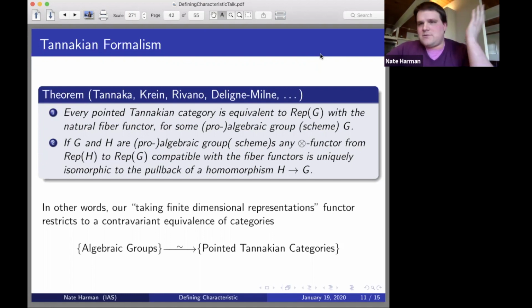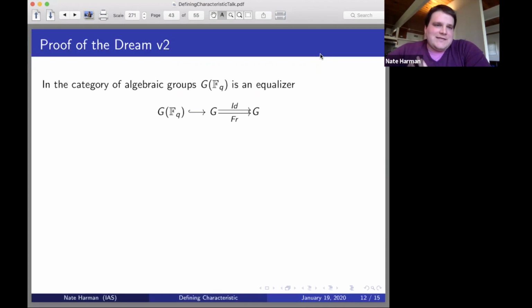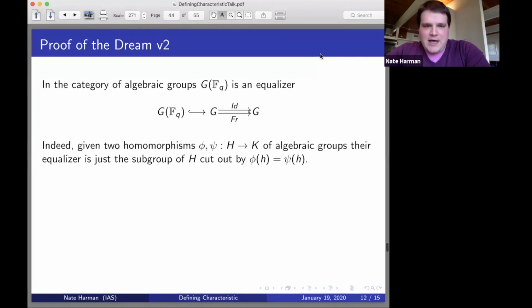Great. Okay, so now I would just like to explain the proof of this theorem from this perspective, and it's essentially trivial now that I've explained this. The point is the F_q points are an equalizer in the category of algebraic groups, and this really has no deep content. If I have two homomorphisms from one group to another, their equalizer is just the subgroup cut out by where the homomorphisms are equal.